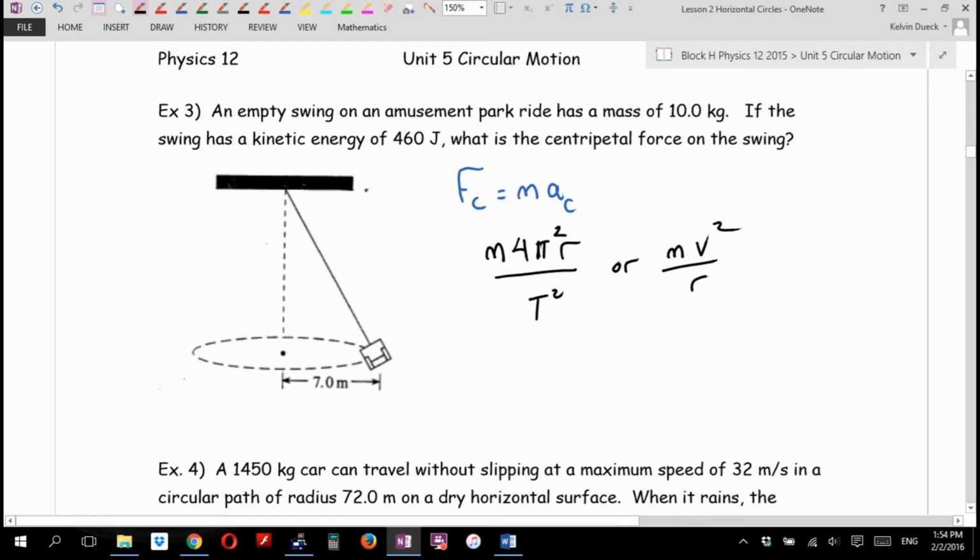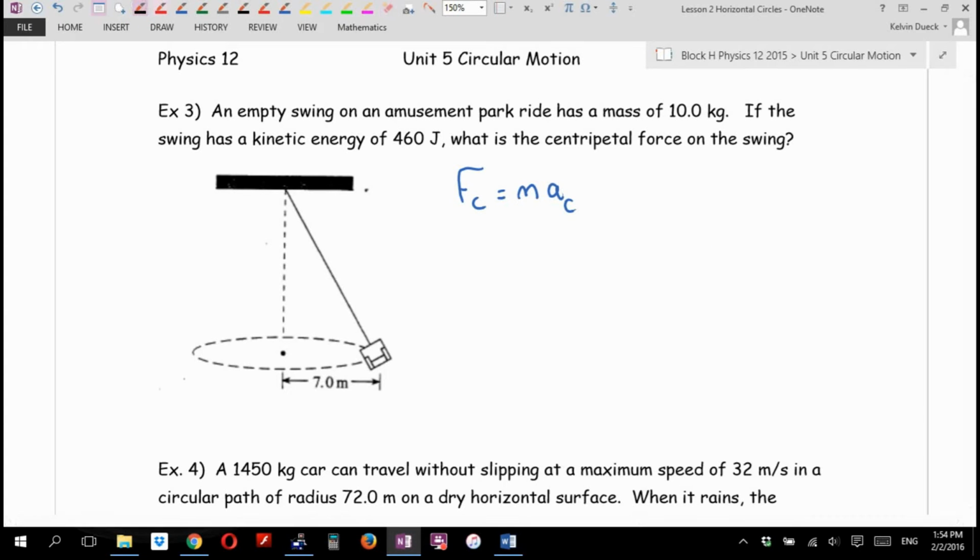Which one of those am I going to use? The one with the T or the one with the v? Why? Clay, you're correct. How come? Because you need kinetic energy. Kevin, what? Because of the kinetic energy. They gave me kinetic energy. If I know the kinetic energy, I can find v. If they had given me some other information, maybe I could find time. But in this case, so let me erase this.